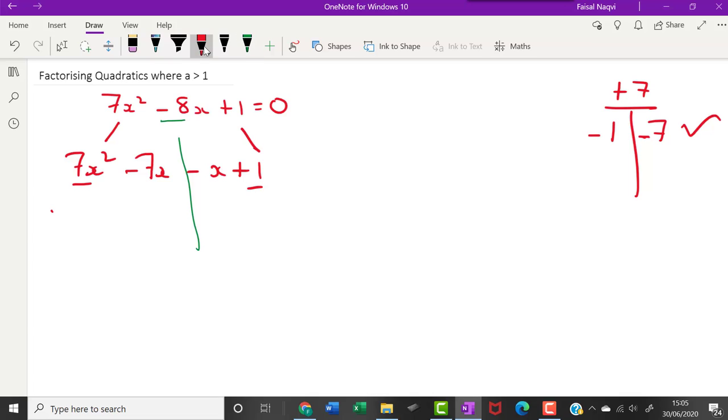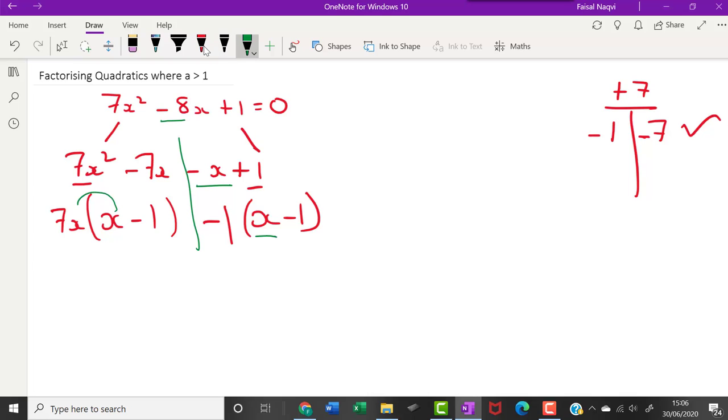If I factorise the left, I can pull out 7x, and inside the bracket I've got x minus 1. Because I've fully factorised, my bracket on the other side is going to be exactly the same. Then I say x times what equals minus x? Well, that's minus 1. So let's check what I've got here. 7x times x is 7x squared. That's correct. 7x times minus 1 is minus 7x. Minus 1 times x is minus x. And minus 1 times minus 1 is plus 1. So that's correct. Don't forget you're equal to 0.